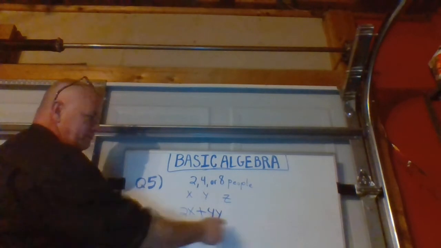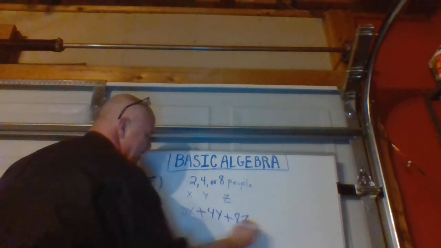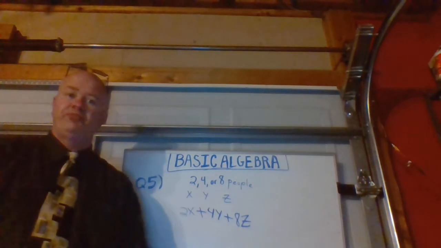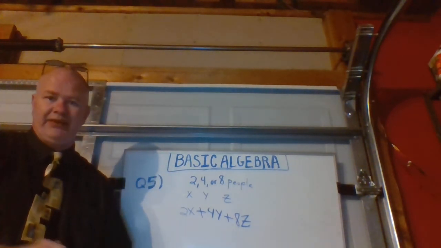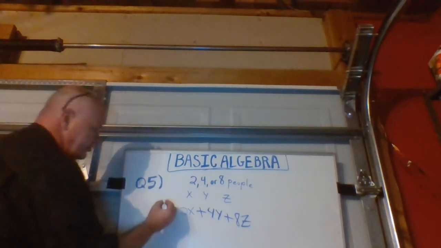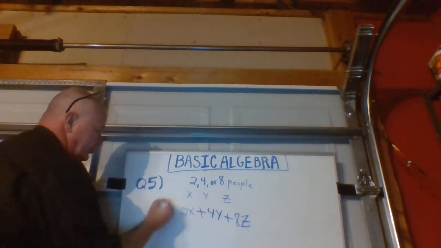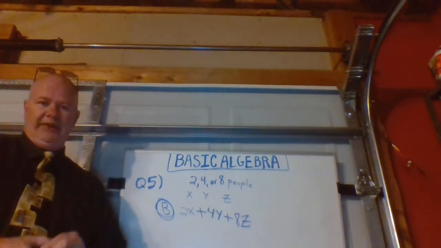And then you can see the pattern here. We're going to add a Z. We don't have any like terms to combine, so this expression is done. It's completely simplified, and this matches up with choice B. So the correct answer to question number 5 is choice B.